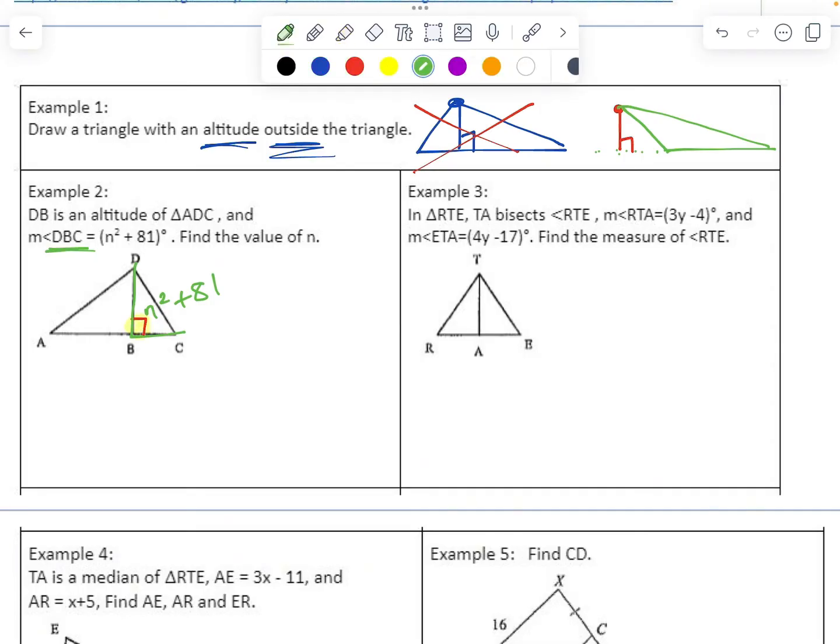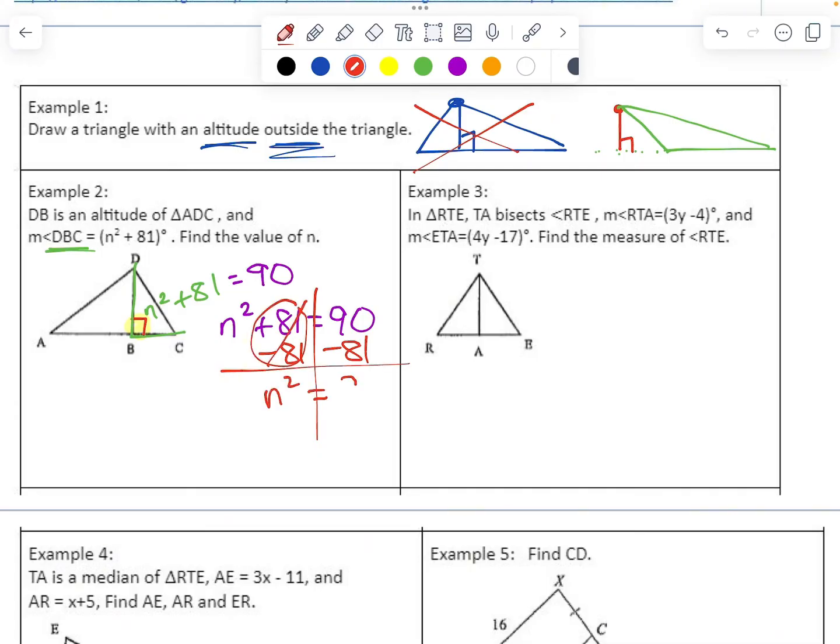So what we can say is that it equals 90 degrees because they are the same. And so I'm going to rewrite that where I have space. n squared plus 81 equals 90. And then we're going to solve our equation. You're going to drop your line down the equal sign. And we have our letters on one side, and we need to move our plain numbers, our constants, to the other side. So we're going to subtract 81. These cancel, and we have n squared equals 9.